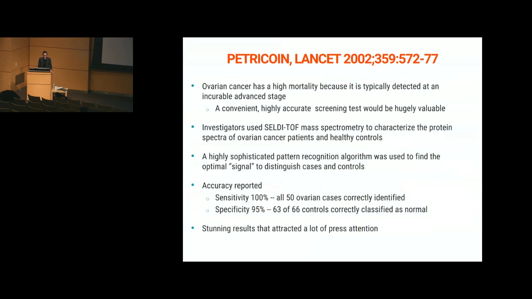So ovarian cancer has a high mortality, mainly because it's typically detected at an incurable advanced stage. The only measure now being used is CA125, a biomarker, and to give you an idea, it has about 10 to 20% positive predictive value. A convenient, highly accurate screening test would be hugely valuable in this cancer. The investigators, Petricoin et al., used SELDI-TOF mass spectrometry to characterize the protein spectra of ovarian cancer patients and healthy controls.